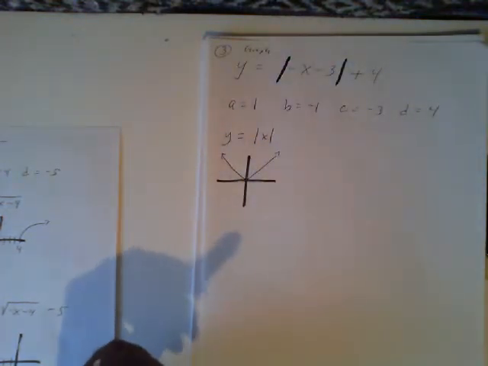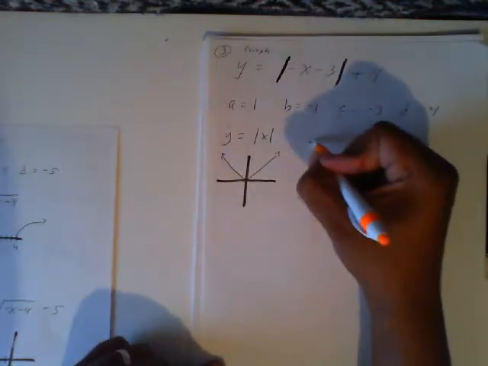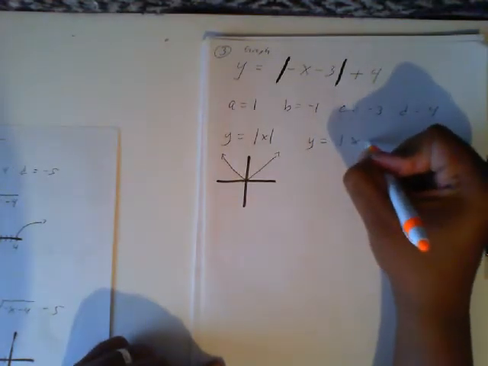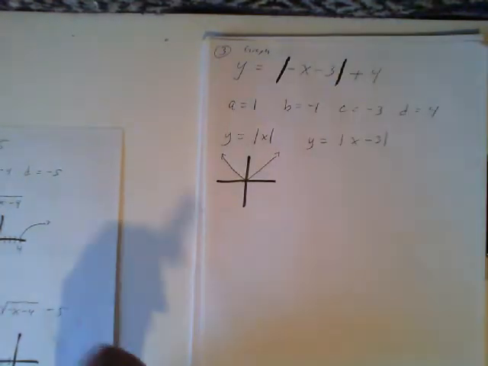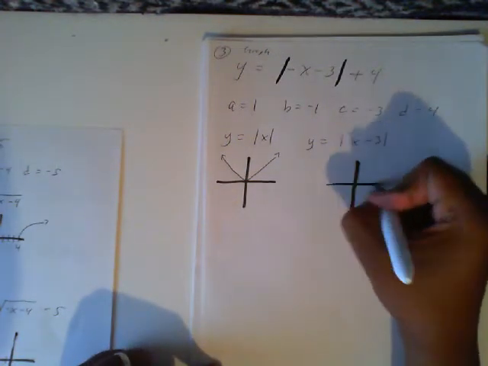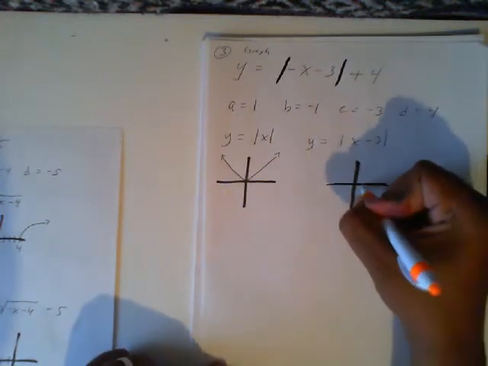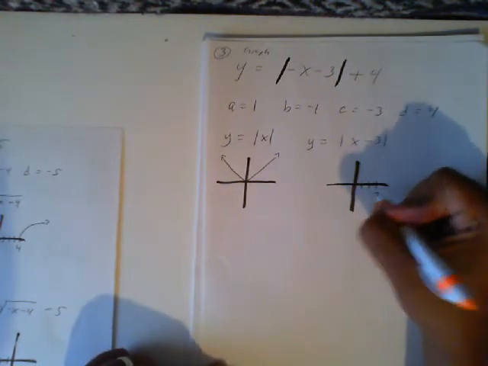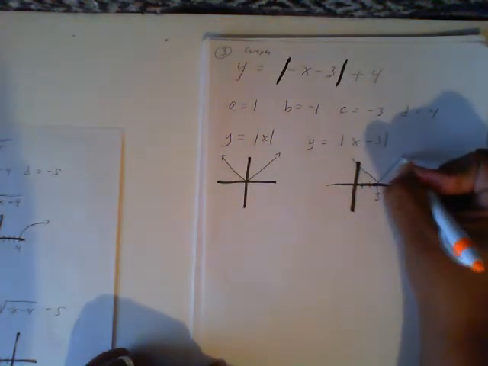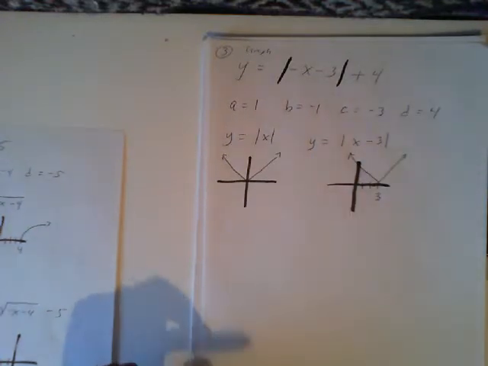Okay, now we're going to put the C parameter on first. So we'll get y equals absolute value of x minus 3. Now because the C parameter is negative, it's going to shift everything to the right 3. So our vertex is going to go from 0 to positive 3 here. I'll try my best to keep those 45-degree angles here. Okay. All right, there we go.